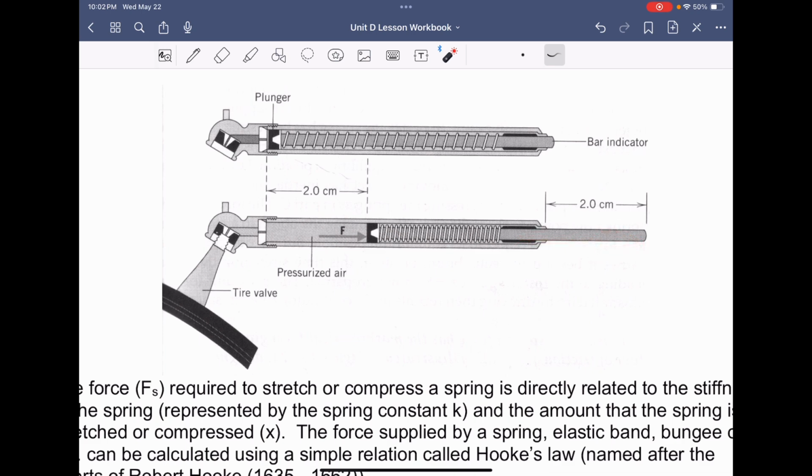Now, would I ever ask you specifically about this example? No, but it's just one of those applications in which we can see I can take some sort of force and apply it to a spring, and this is going to result in some sort of measurement that we can get out of these things.